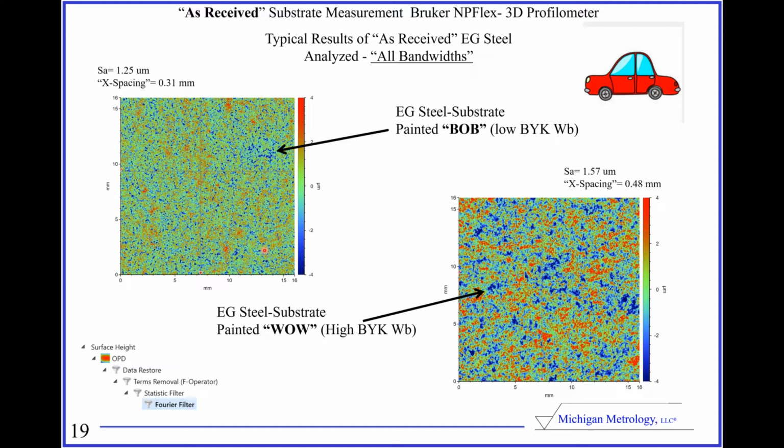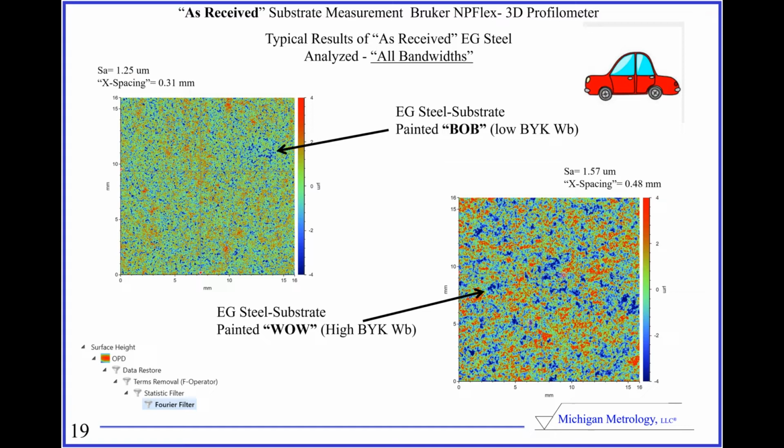But you can see this surface has a lower roughness, meaning that the reds aren't as red and the blues aren't as blue as many of them. And it's also a very short spacing. These are what we call tighter texture. And this worst of the worst tend to have a more coarser texture and a lot rougher amplitude. Nonetheless, the Sa here is about 1.3. The Sa here is about 1.6. Spacing here is about 0.3, spacing here is about 0.5. So you could see something going on here.